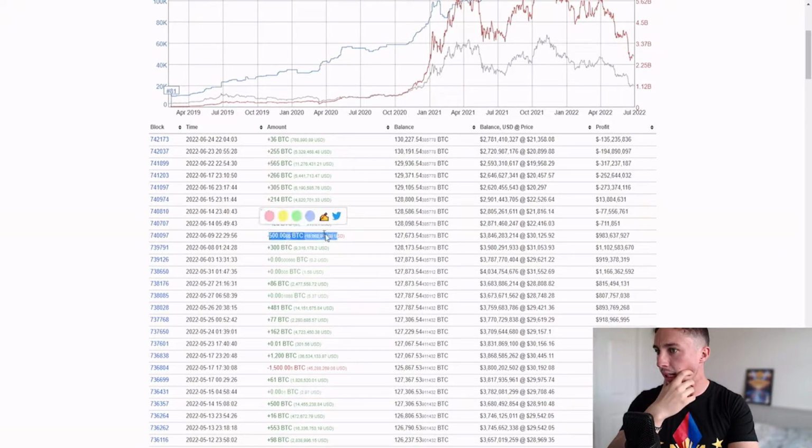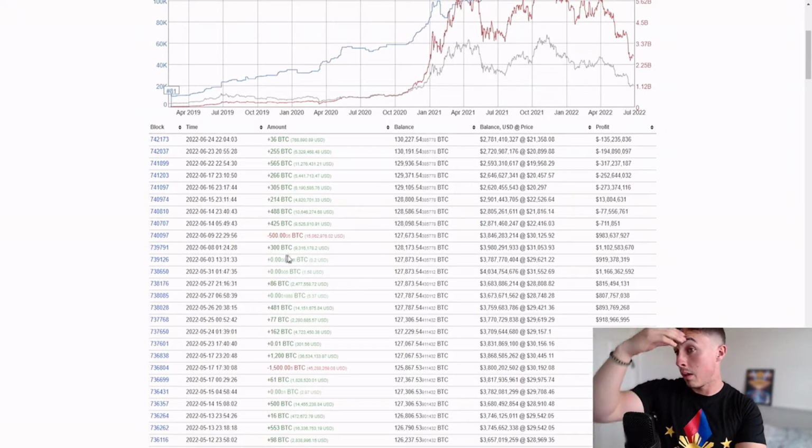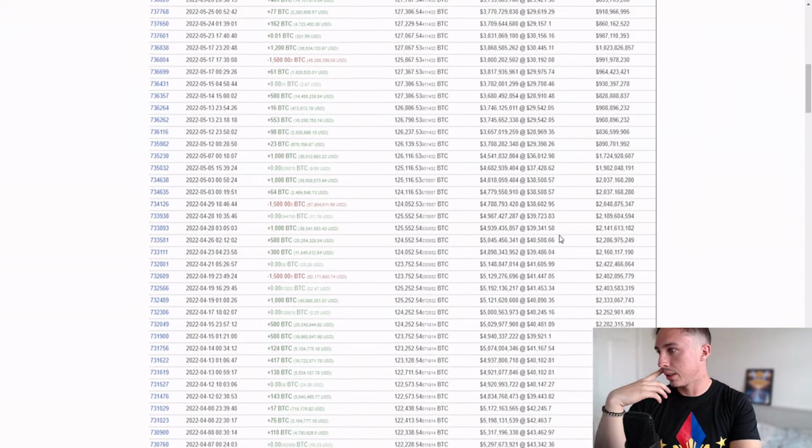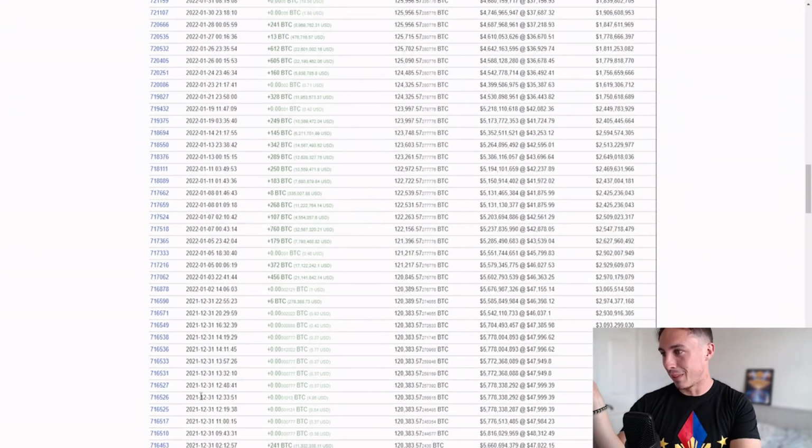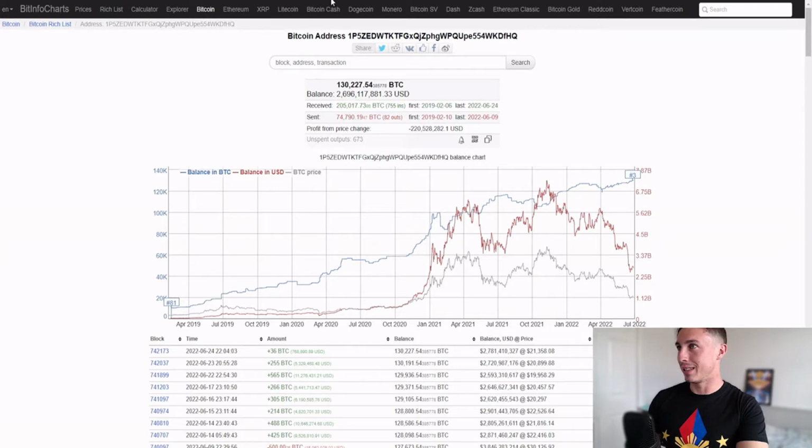Now, one of them was selling. That was on the 9th of June. Not sure what that was about or why they did it, but it looks like they sold at 30.1K after buying 300 Bitcoin at 31.03K. Very, very interesting. But you can see throughout the entire year of 2022, it's mostly just been accumulation for this particular wallet.